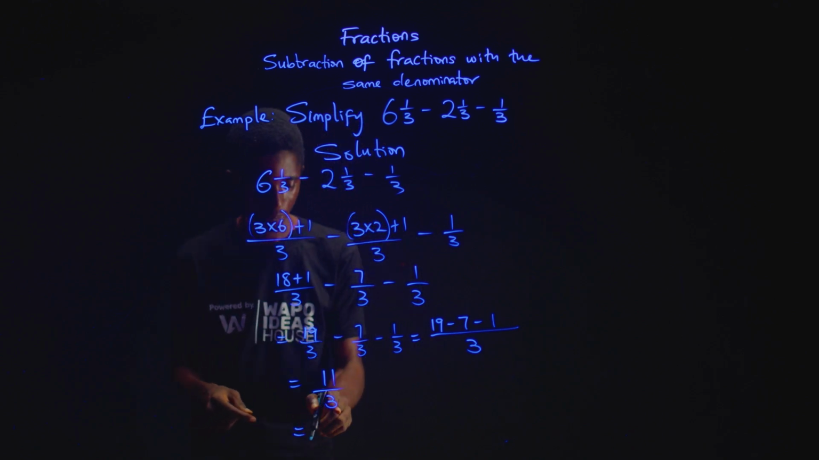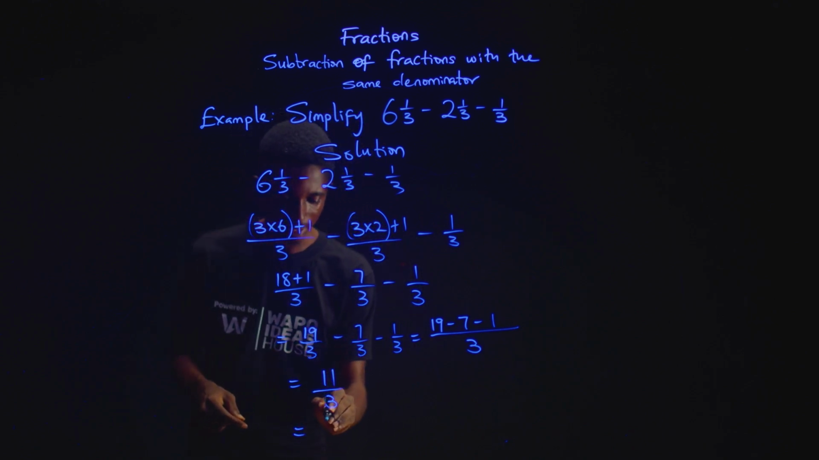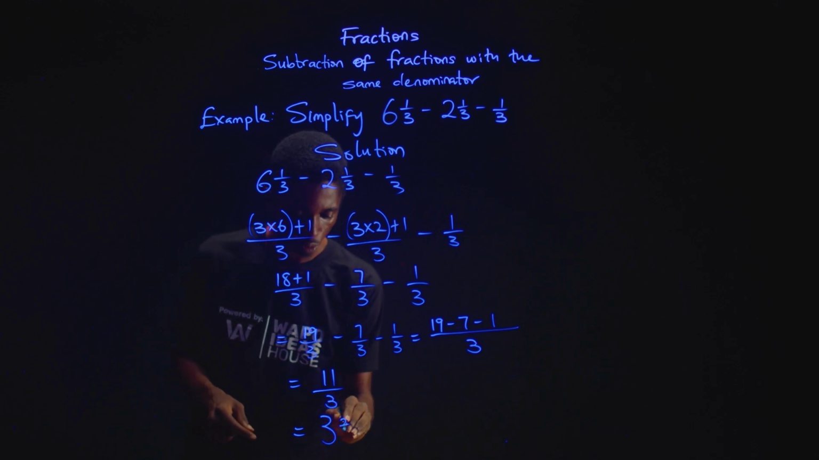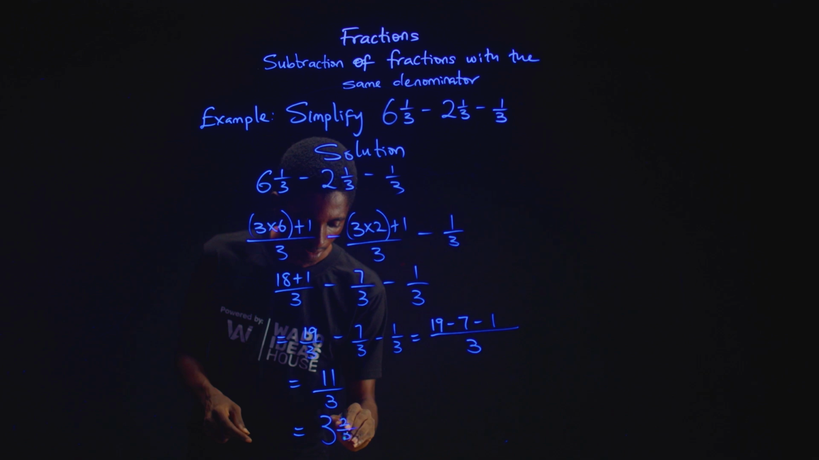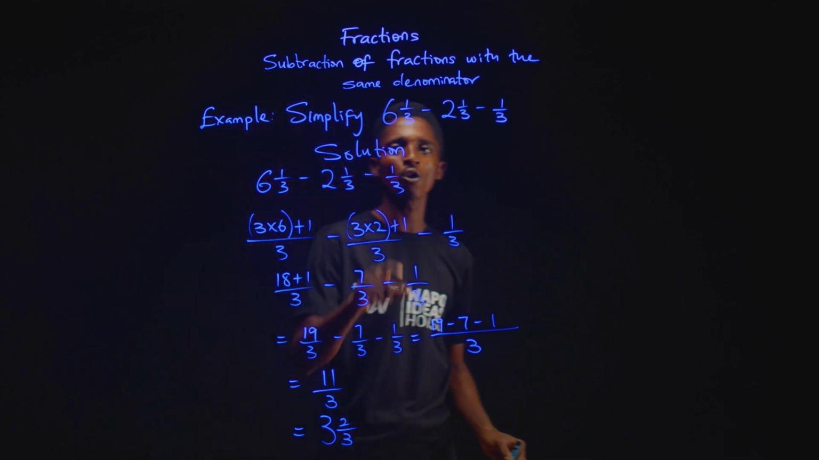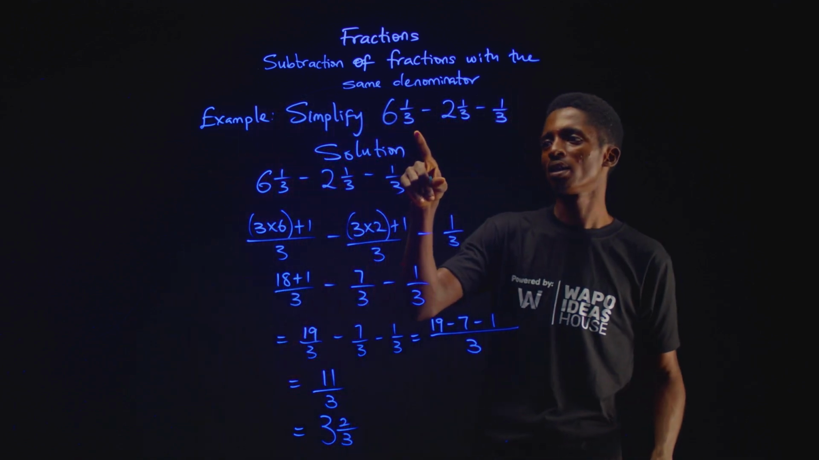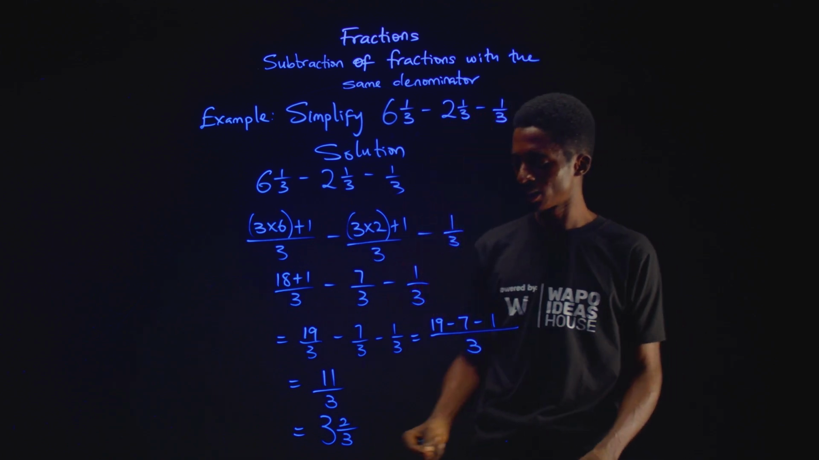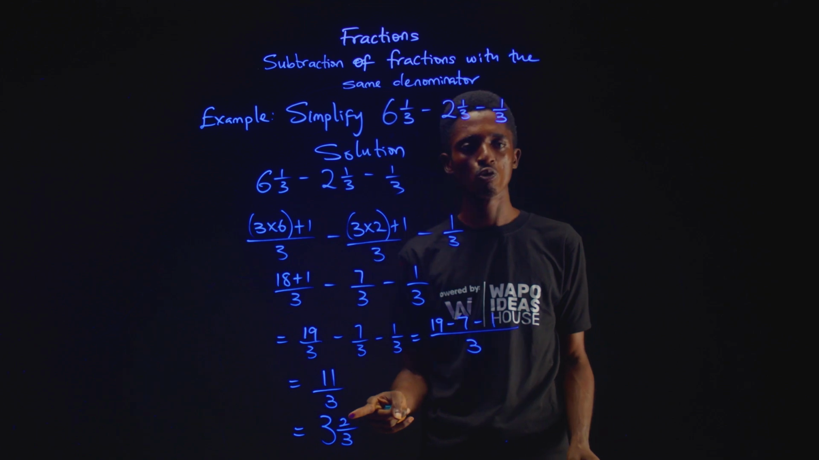So this would give us 3 in 11, that is 3. Remainder 2. So 2 over 3. So our final answer for 6 whole number 1 over 3 minus 2 whole number 1 over 3 minus 1 over 3 is 3 whole number 2 over 3.